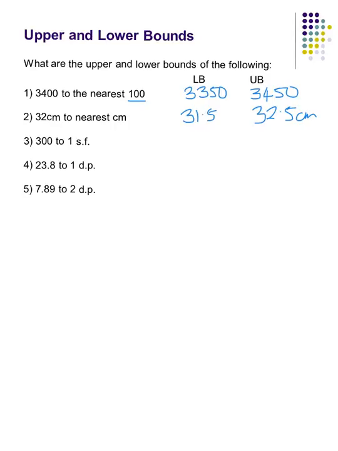300 to one significant figure. So this is like rounding to the nearest 100. So here, half of 100 is 50. So the lower bound is going to be 250, and the upper bound is going to be 350. 23.8 to one decimal place. Then I'm going to add or subtract 0.05. So the lower bound will be 23.75, and my upper bound will be 23.85.